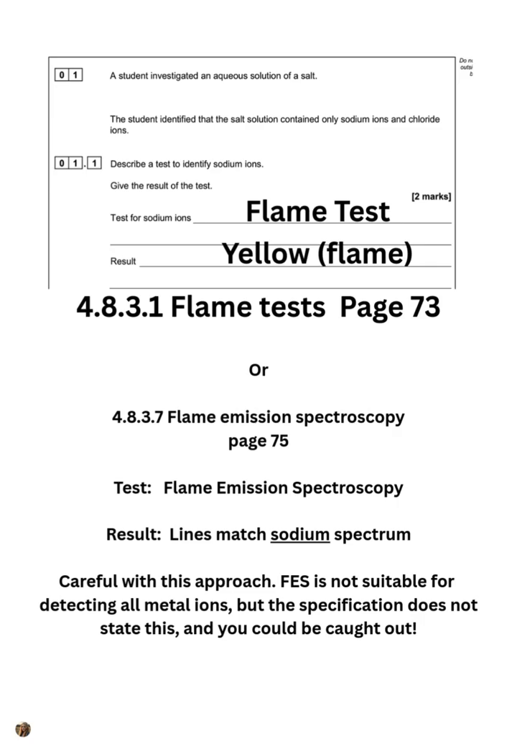But what do the examiners say? They say that this question was generally well answered by students, with around 60% of the entry gaining both marks. The specific test and correct result were well known. The most common incorrect responses were a flame not being mentioned and the incorrect flame colour, particularly orange or crimson. The alternative method of gaining the marks using flame emission spectroscopy was very seldom seen.